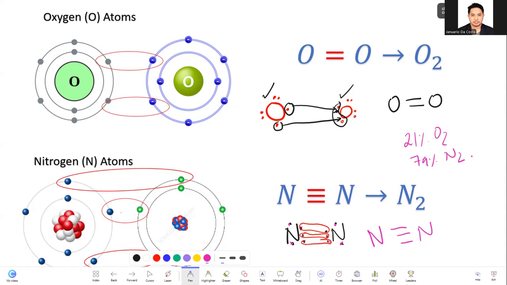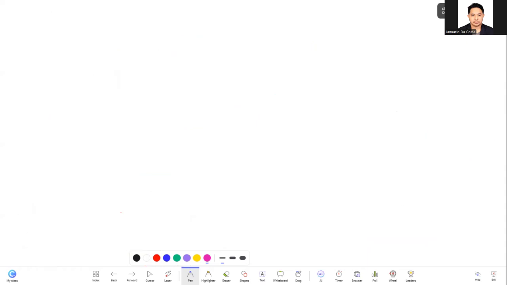Okay, that's covalent bonding, yeah. In covalent bonding, let's do it between chlorine, or iodine. Iodine, halogen bonding. Okay, let's do this.